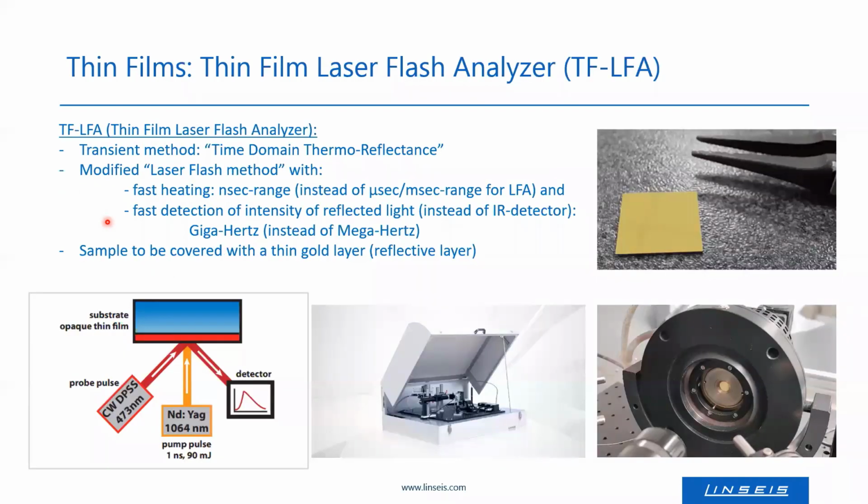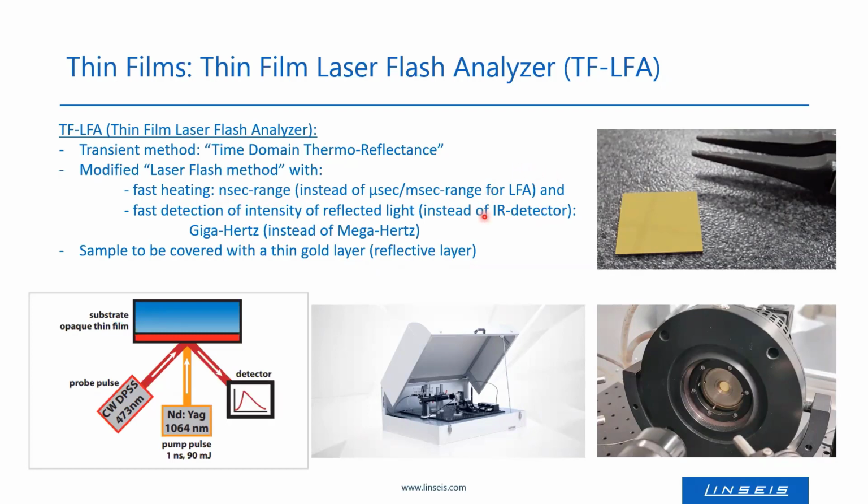The last instrument I want to introduce is a thin film laser flash analyzer using a transient method, the so-called time domain thermoreflectance method. This is a modified laser flash method. In a usual laser flash analyzer, the light pulse has a duration in the range of micro to milliseconds. And this pulse is much too long to analyze thin films. For this reason, in the thin film laser flash analyzer, we use a faster heating, a shorter laser pulse in the nanosecond range.